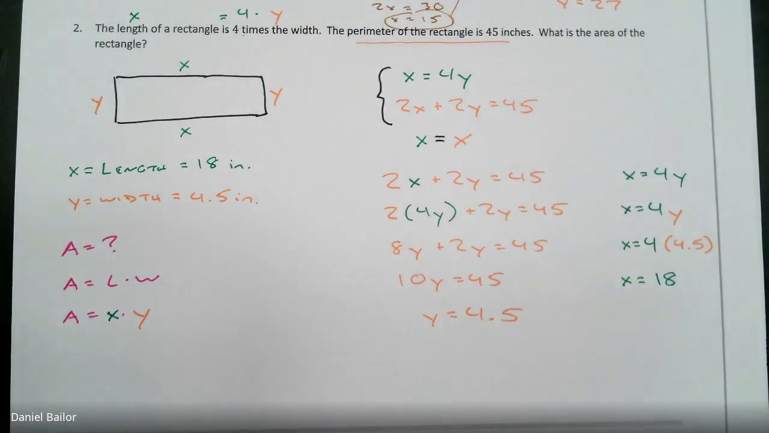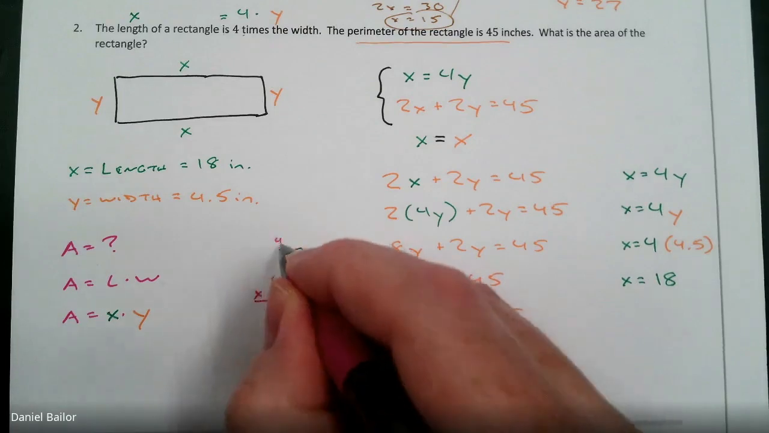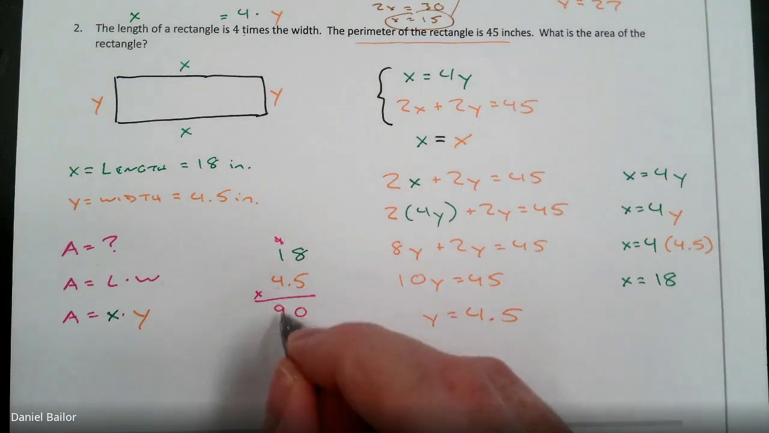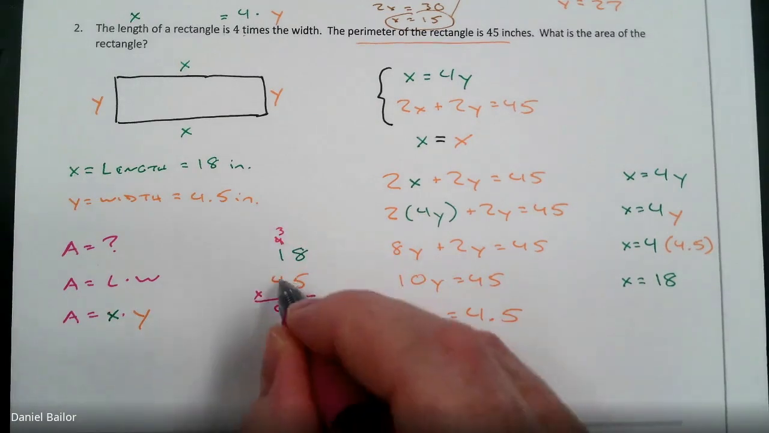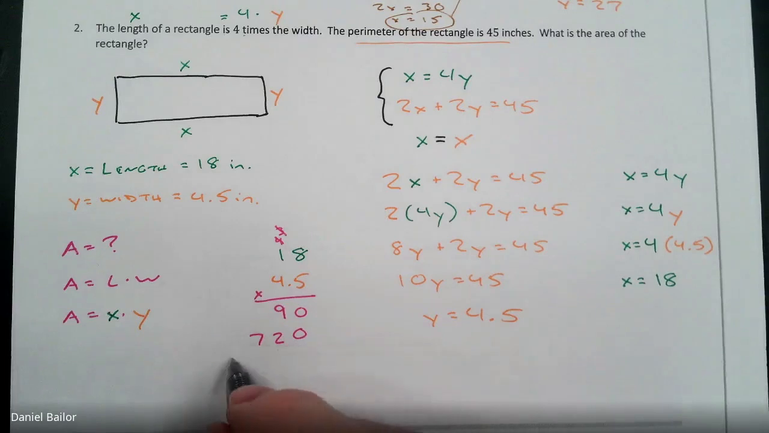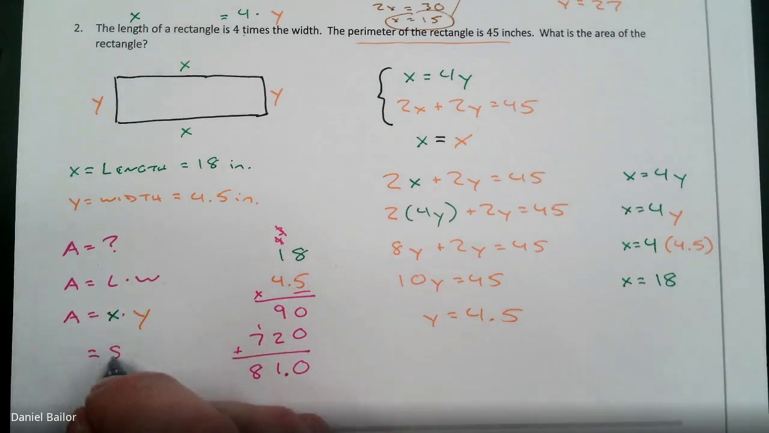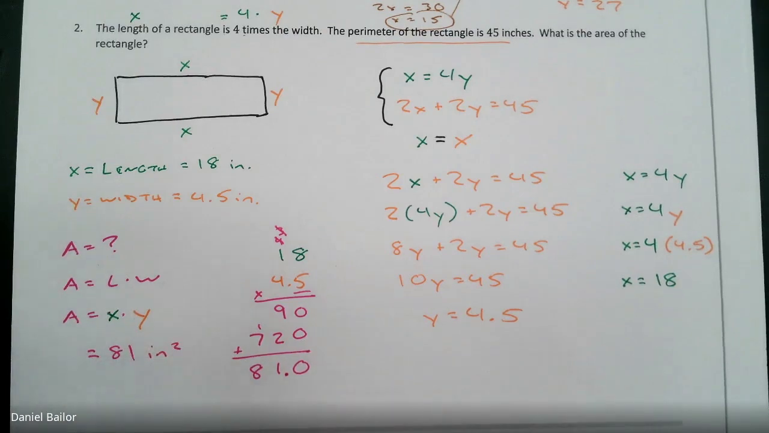That still does not help me with my answer because I need the area, x times y. So I need to do 18 times 4.5 to find the area of this rectangle. 5 times 8 is 40. 5 times 1 is 5, plus 4 is 9. 4 times 8, line up the place value with the 4. 4 times 8 is 32. 4 times 1 is 4, plus 3 is 7. Add up the pieces. Move the decimal one place value. The area equals 81 inches squared. That is the area of that rectangle.